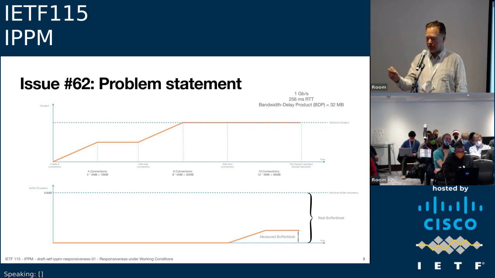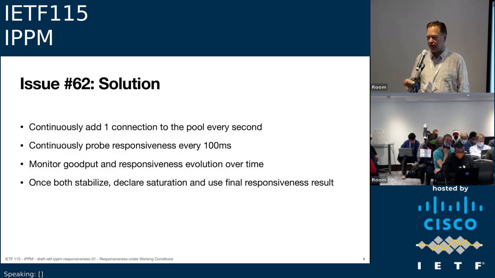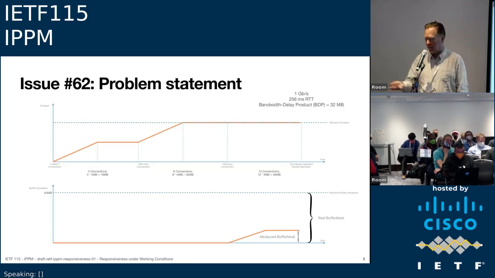With the current test, this is where it terminates, because it sees that the latest round of adding connections did not increase the throughput significantly. So it concludes, I've now filled the full capacity of the pipe. My measurements are done. You can see from this graph that it may have filled the full capacity of the link, but it has not yet filled the buffers. And in real world operation, it's very likely you would fill the buffers until they overflow. So this risks underestimating the true buffer bloat of the network.